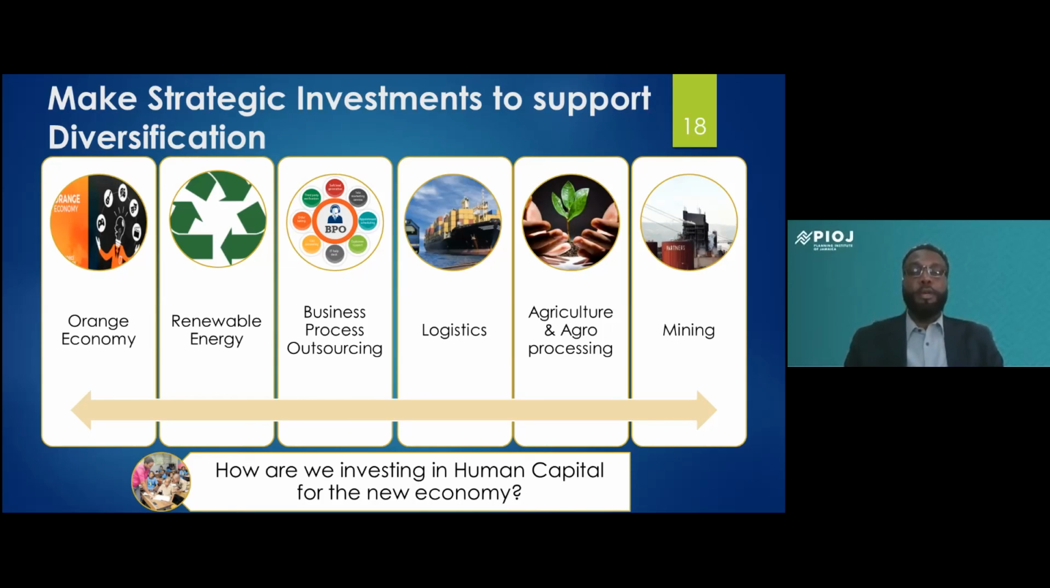Of course, there's the investment in renewable energy, business process outsourcing, logistics. That's very huge for Jamaica, given the proximity of Jamaica in the global space. I think this is one of the areas that we need to ensure that we have a keen look at, and ensure that we create the atmosphere so that we can embrace that comparative advantage that we have in terms of the logistics chain. Agro-processing is another area that we need to pay keen, close attention to.